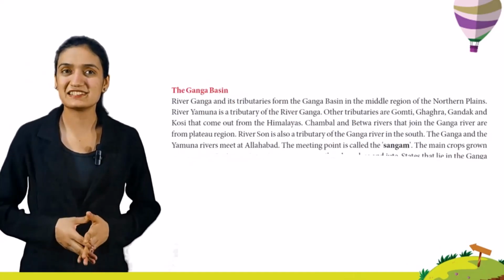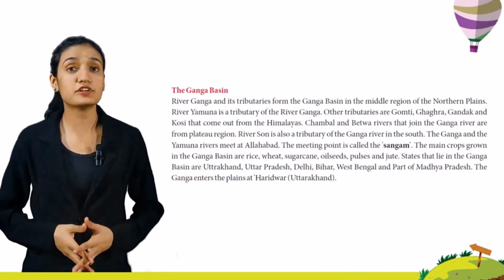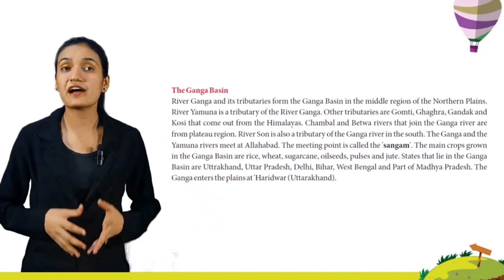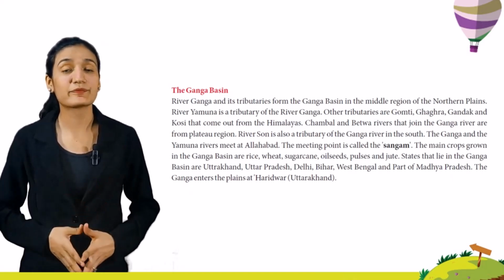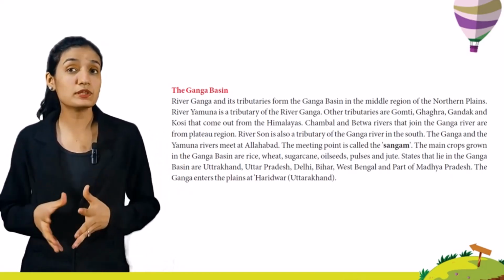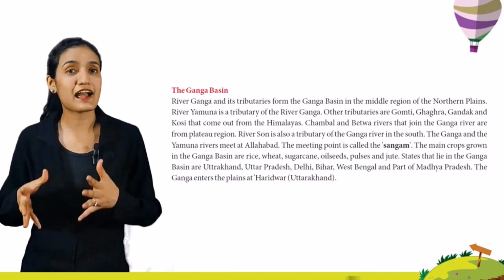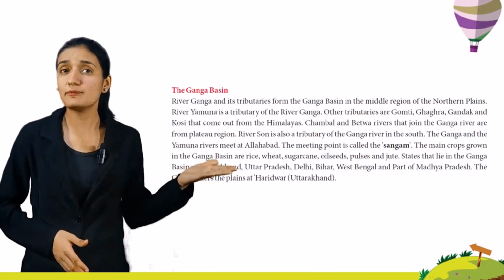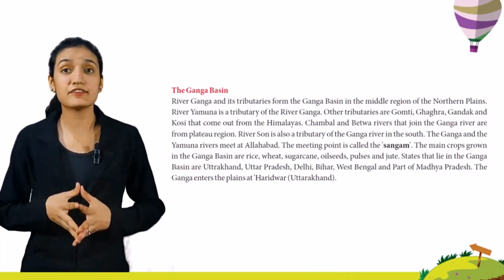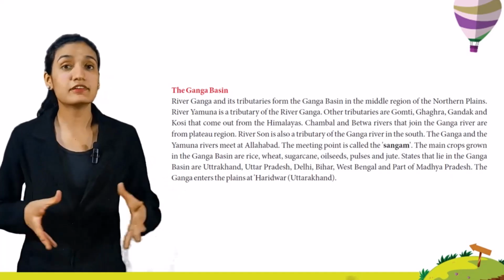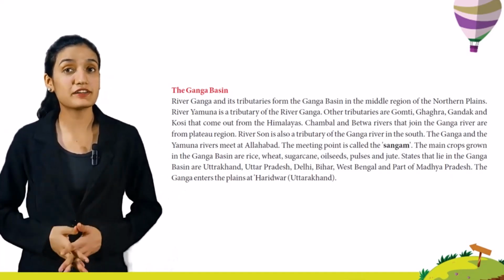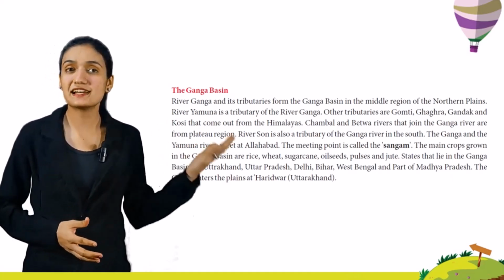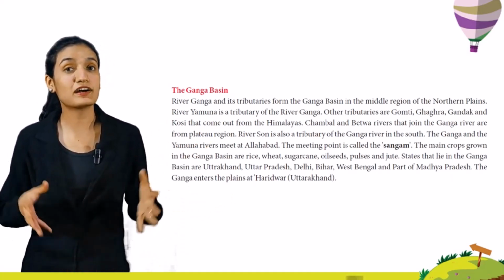Now, the Ganga Basin. River Ganga and its tributaries form the Ganga Basin in the middle region of the northern plains. River Yamuna is a tributary of the river Ganga. Other tributaries are Gomti, Ghagra, Gandak and Kosi that come out from the Himalayas. Chambal and Betwa rivers that join the Ganga river are from the Plateau region. River Son is also a tributary of the Ganga river in the south. The Ganga and the Yamuna rivers meet at Allahabad. The meeting point is called the Sangam.